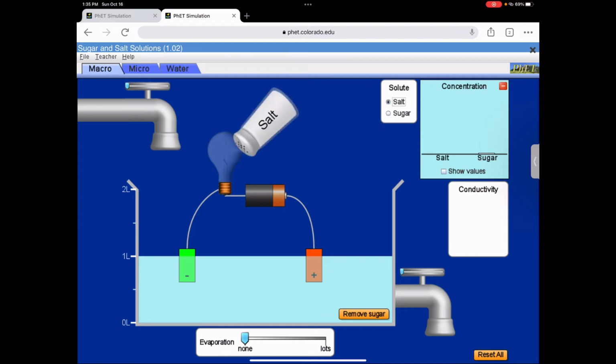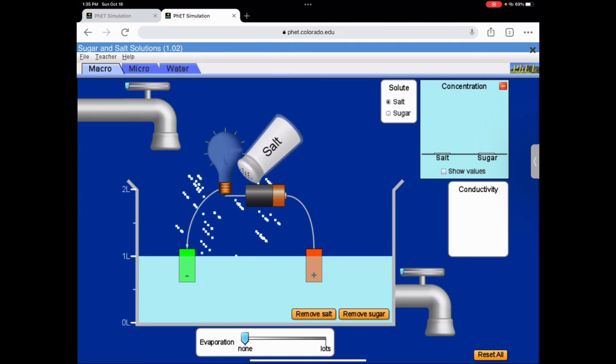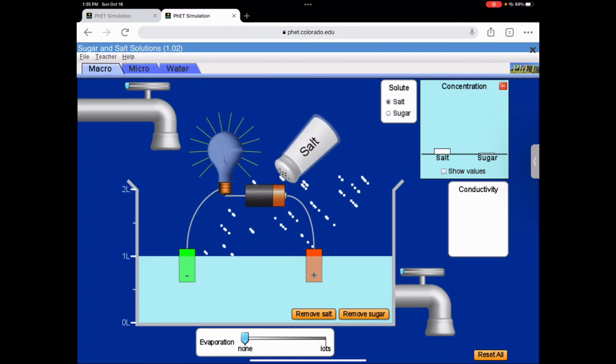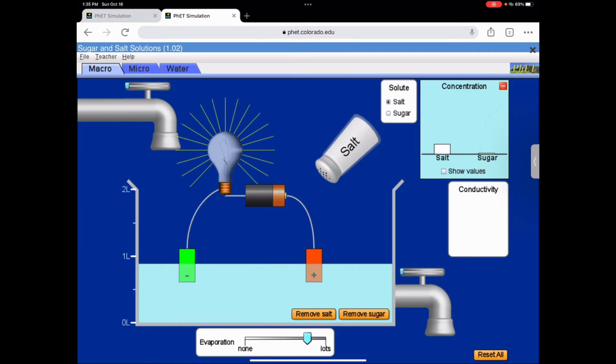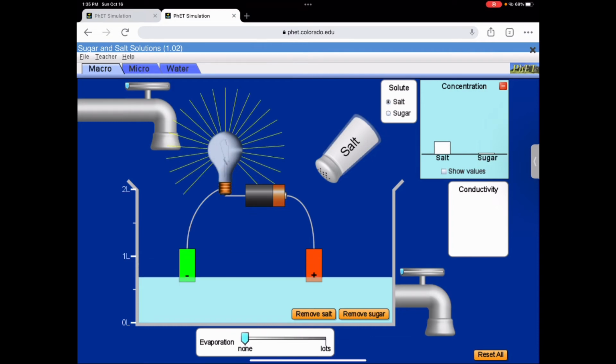I just want to point out that the more concentrated it is, you can see our light bulb is growing stronger and stronger. And if I evaporate the water, see, it gets even stronger. So the more concentrated it is. The strong electrolyte is something that will break apart in water. A non-electrolyte is something that's got lots of hydrogens and oxygens, and it won't split apart in water. And then you could also have a weak electrolyte, which is something that only kind of splits apart in water some of the time.